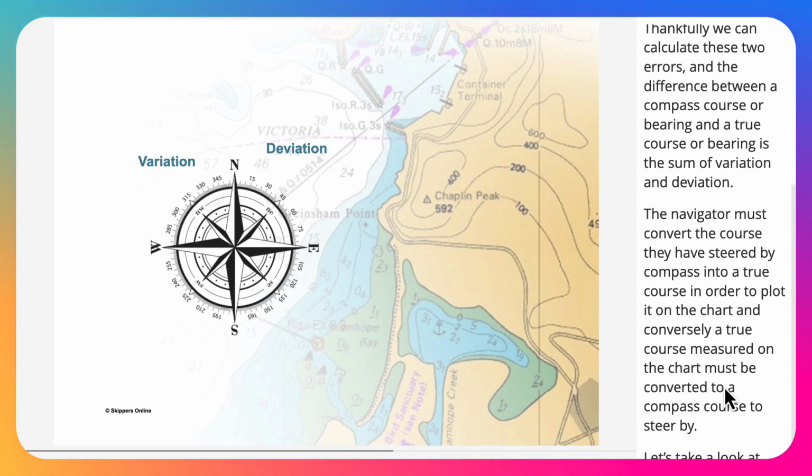The navigator must convert the course they have steered by compass into a true course in order to plot it on the chart, and conversely, a true course measured on the chart must be converted to a compass course to steer by. Let's take a look at variation first.